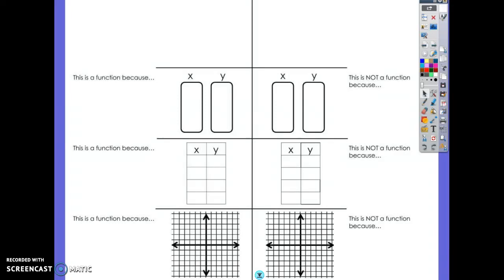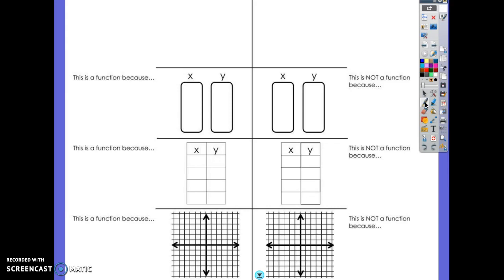Okay, today's lesson is on functions, whether something is a function or not. What I'm going to want you to do on this video recording is write everything that I write down. We're going to start on this side of the page. We're not cutting it yet. We're not gluing anything. We're just writing.